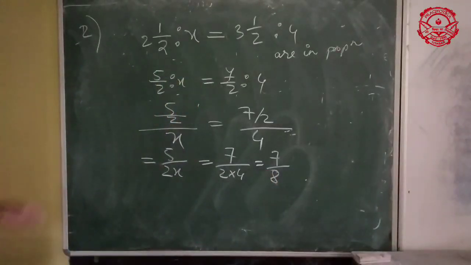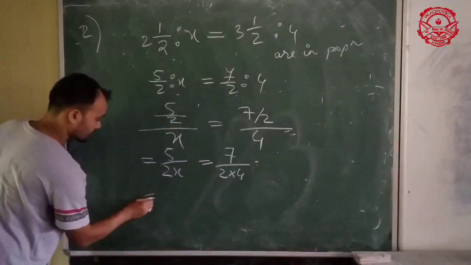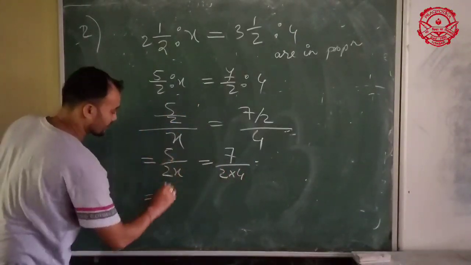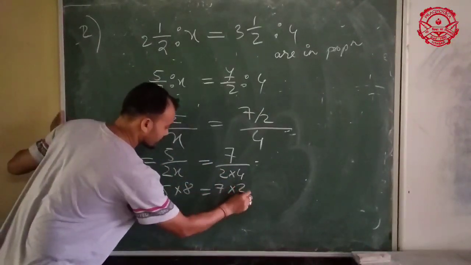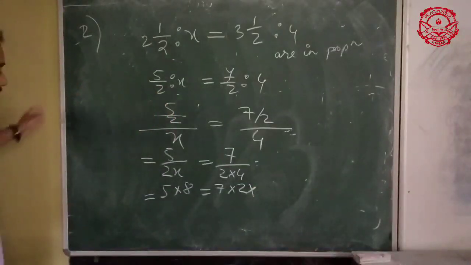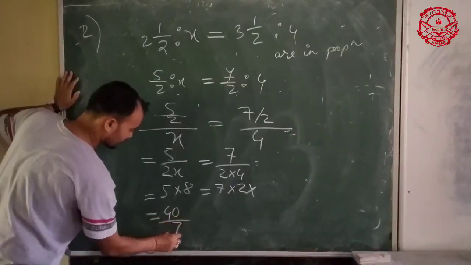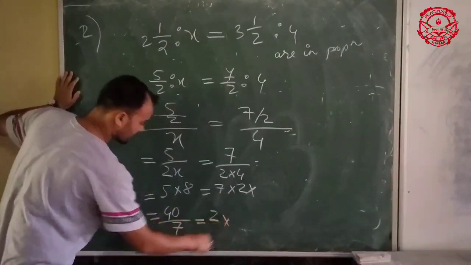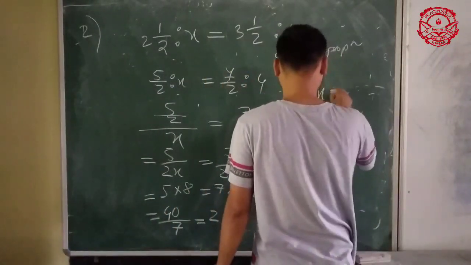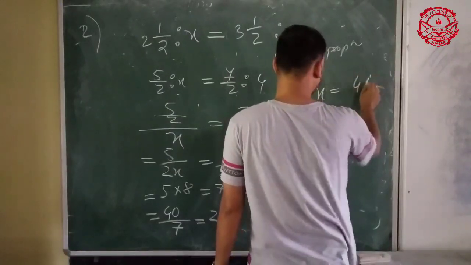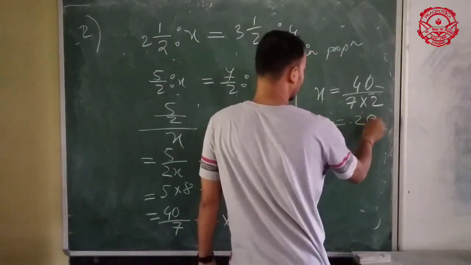Fine. Now cross multiply this. I am reviewing this so you don't get confused. See, cross multiply: 5 into 8 equal to 7 into 2x. Fine. There is 40 by 7. 40 by 7 equal to 2x. Fine. I am writing here. x is equal to 40 by 7 into 2, which is 20 by 7.